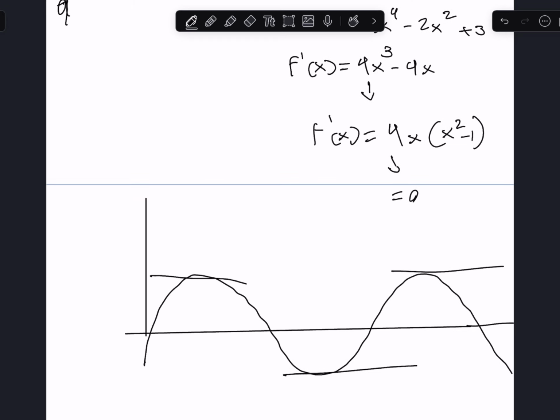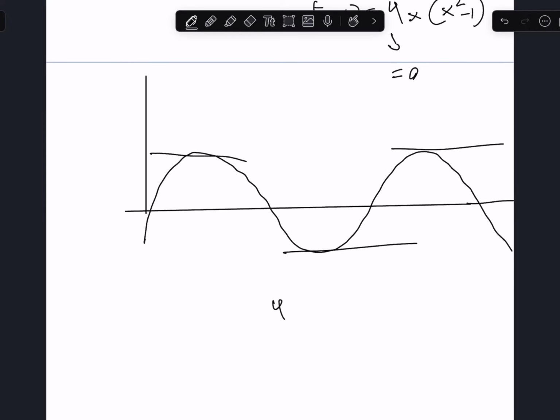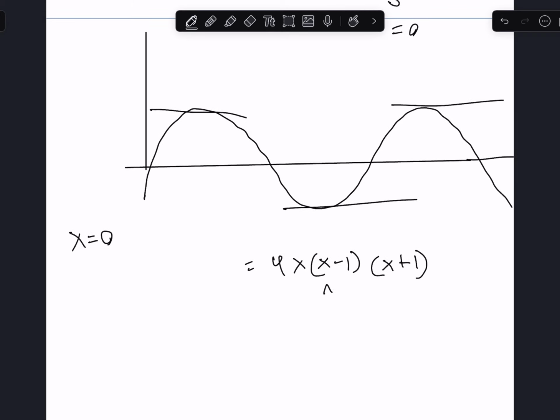Now, our equation can get further broken down into 4x, x minus 1, x plus 1. And now we have to find the values that make this equal to 0. So, obviously, if we input 0 into this equation, we are going to get 0. So when x equals 0, there is a horizontal tangent line. As well as when we input the number 1, right? If we input 1 right here, 1 minus 1 is 0. 0 times the rest of the function is going to make everything else equal to 0. So when x equals 1, we also have a horizontal tangent line.